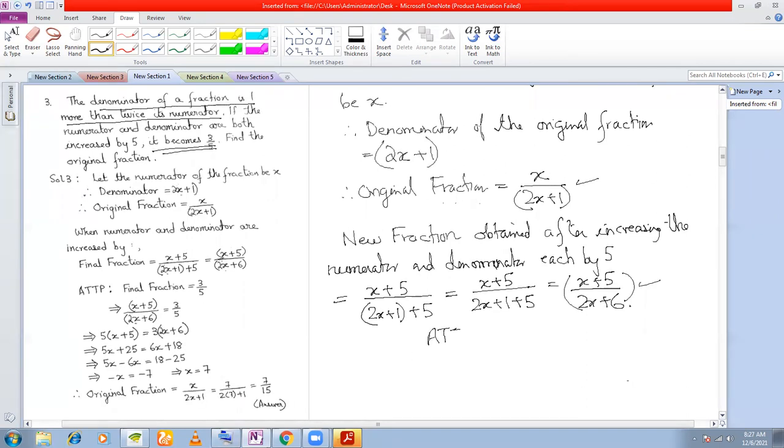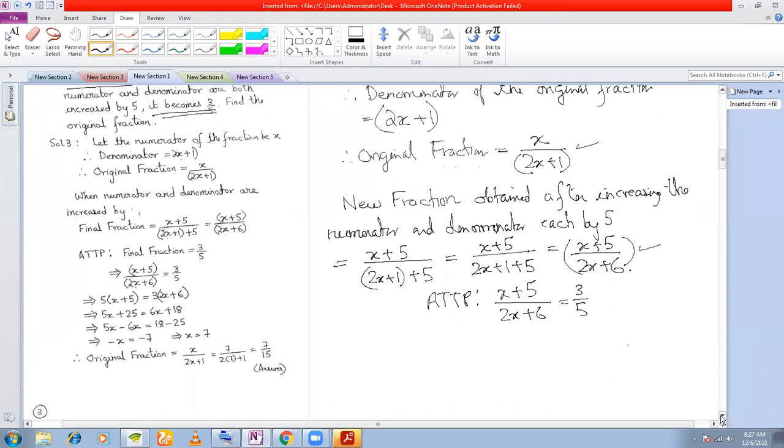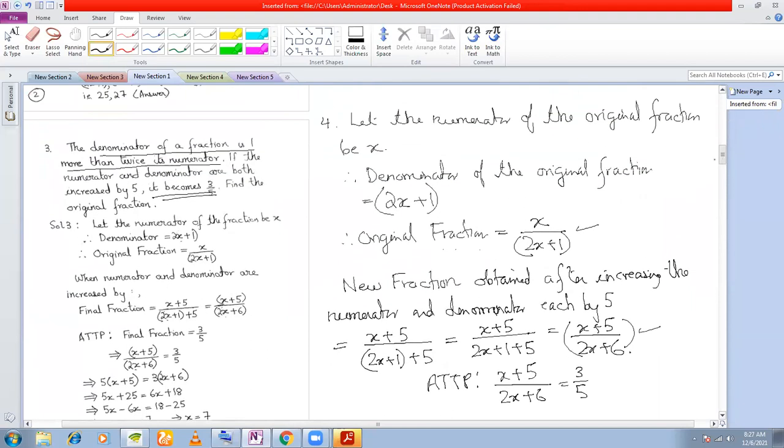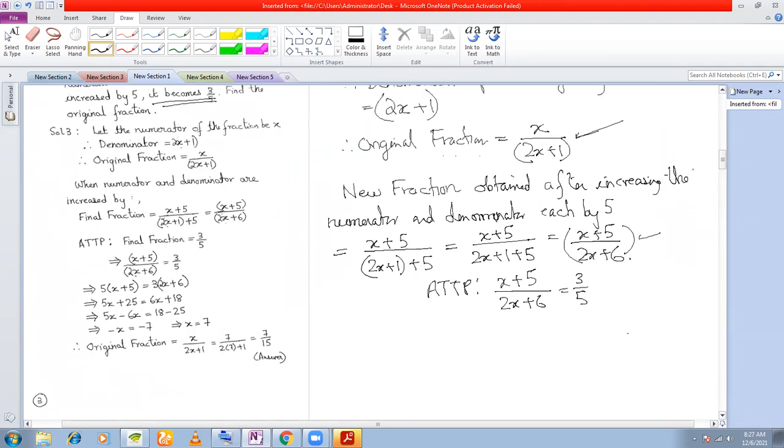So according to the problem, you have (x plus 5) by (2x plus 6) must be equal to 3 by 5. Now we simply need to solve this equation to get the value of x, and then if we put the value of x here, we'll get the original fraction, right? So let's find the value of x here.